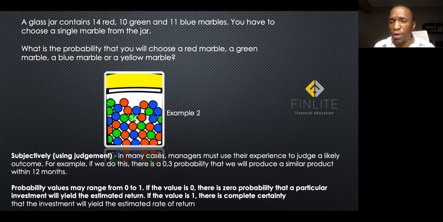There are probability theories that are actually being used as well to see what the chances are, based on certain circumstances, that you'll get a certain return. And that's how decisions on investment are actually being made. So that was just the basis of it.